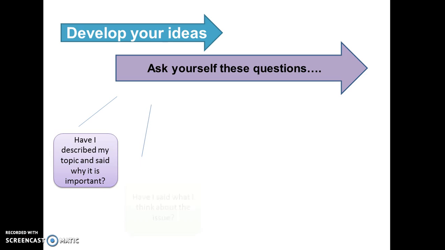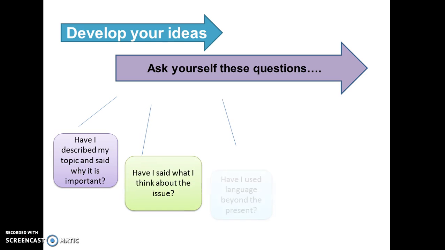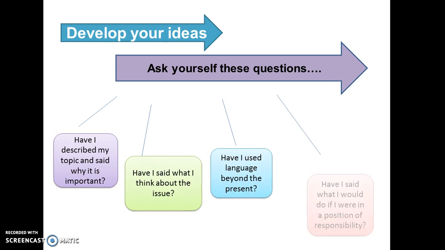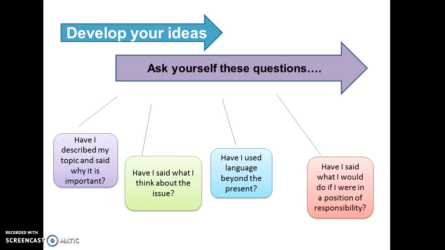It's important that you develop your ideas. One way to develop your ideas is asking these questions and making sure you've responded to each one. Have I described my topic and said why it is important? Have I said what I think about the issue? Have I used language beyond the present? Very important. And have I said what I would do if I were in a position of responsibility? You learn all these structures during the course of the unit.